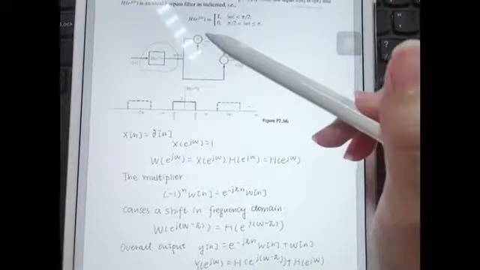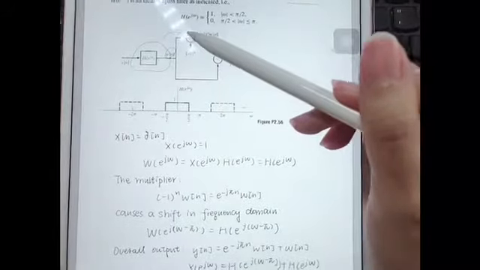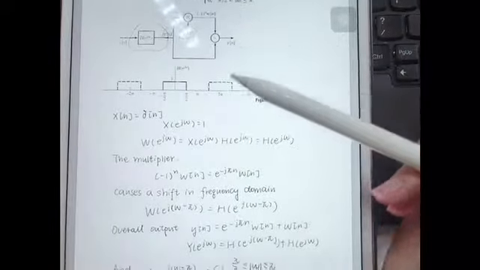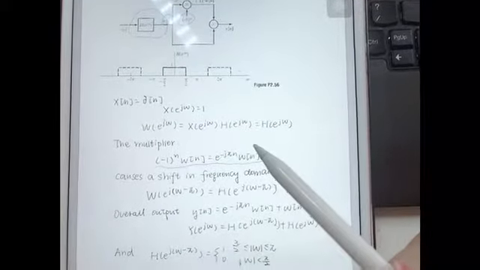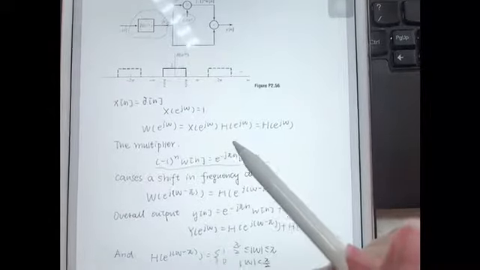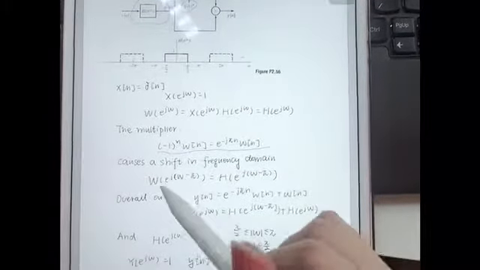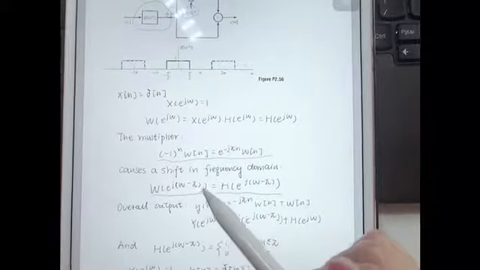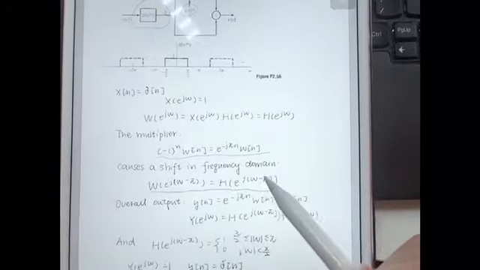Now we continue the process. On the upper side, w[n] is the input, and it is multiplied by (-1) to the nth power. So when it passes the multiplier, we get the expression of this. This expression is w[n] multiplied by e^(-jπn). This means a shift in the frequency domain. So in the frequency domain, we can write it as W(e^j(ω-π)) equals H(e^j(ω-π)).